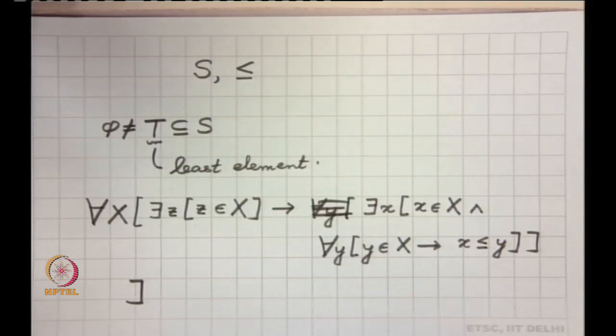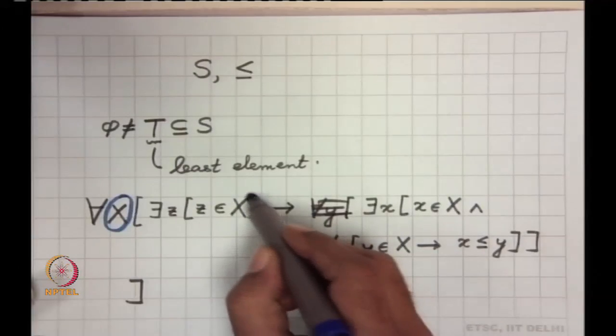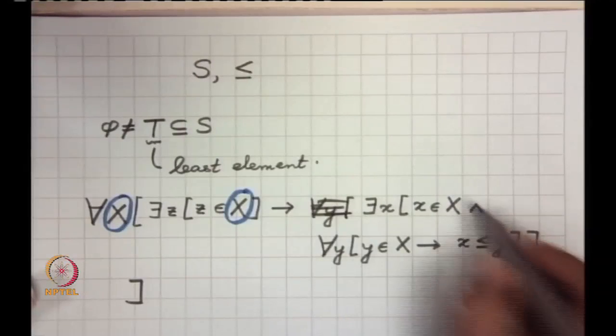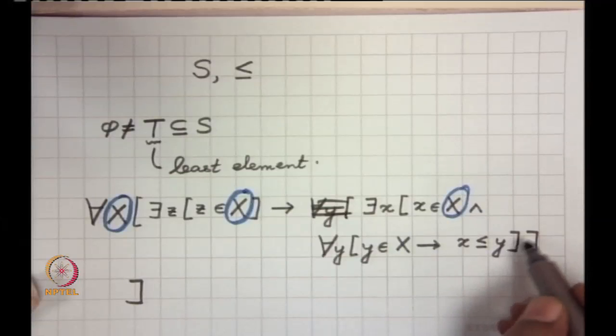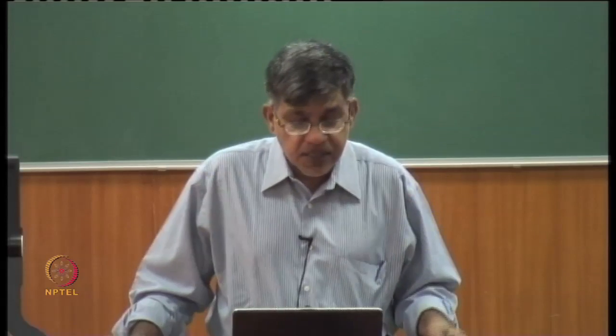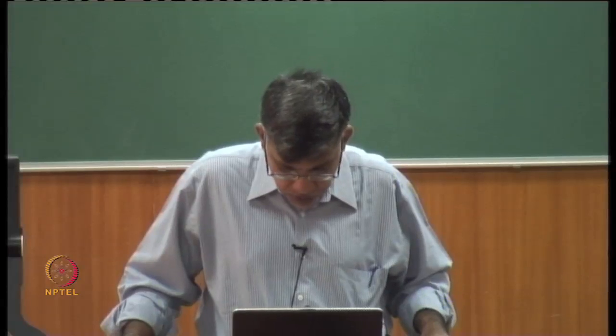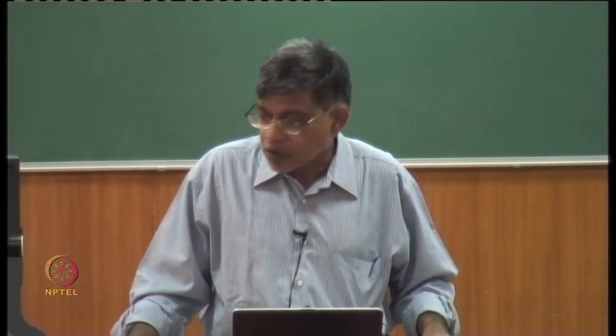Now, here it is important to see that this capital X throughout actually represents subsets of the domain of discourse. And this is not something that we allowed in our first order logic. So, even a very basic principle like well ordering cannot be expressed in first order logic, and it requires at least the power of second order logic.